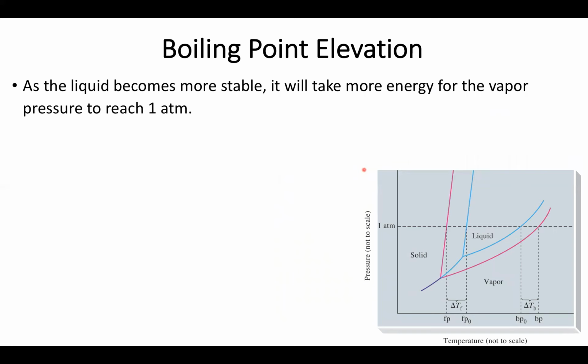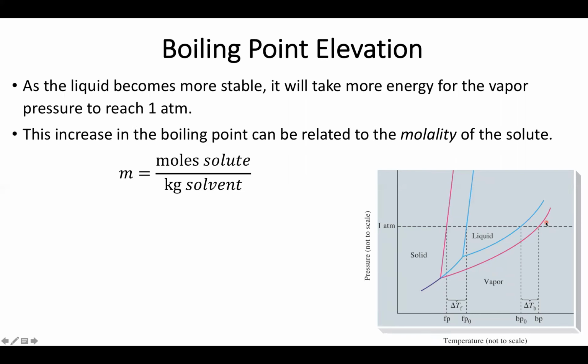So if we're looking at boiling point elevation, as I stabilize this liquid, it's going to take more energy to get that vapor up to 1 atm. And we saw this a little bit with Raoult's law, because I end up producing less vapor the more contaminated I am. So as a result, I'm going to have to get to a higher temperature to get those lower vapor levels up. And we can track the increase of boiling point by looking at the molality of the solute.